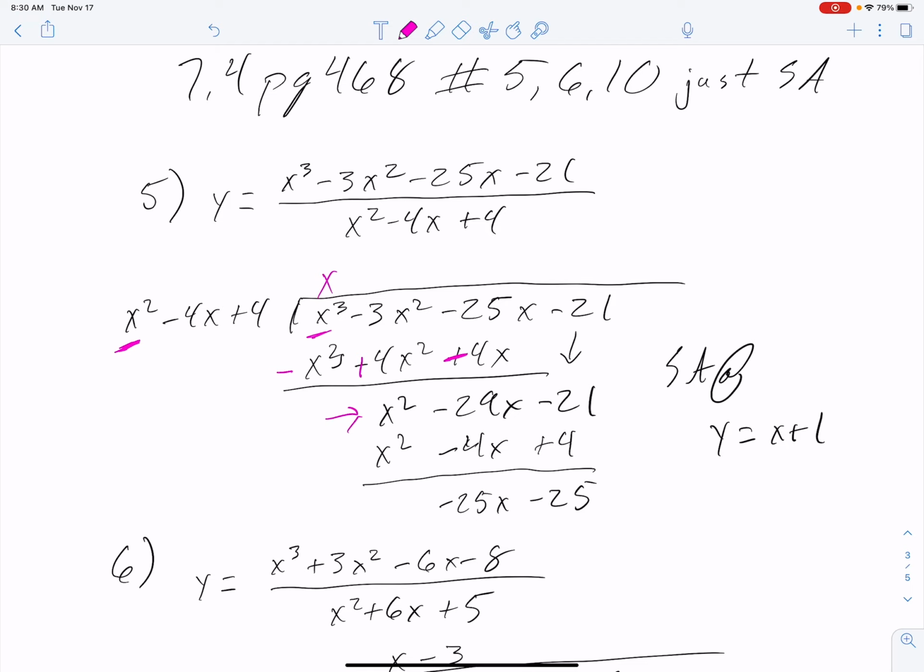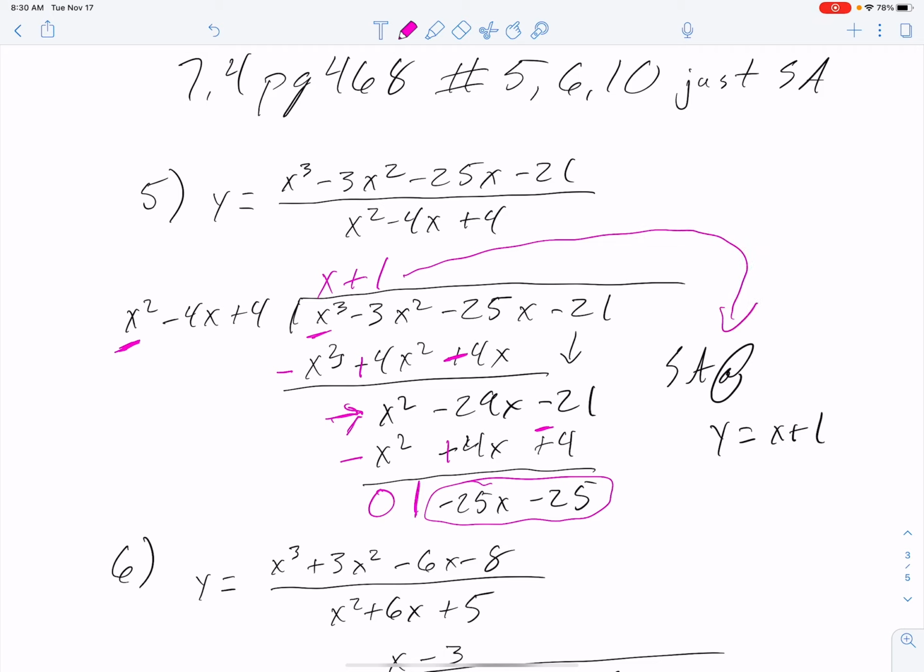So I ask myself, what times x squared is going to get me x squared? Well, a positive 1 is. So I distribute positive 1 to x squared minus 4x plus 4. I change all my signs. And honestly, as long as this first term zeroes out, what's left over is my remainder. These values just don't really even matter to me. So I know that I have a slant asymptote at y equals x plus 1. Don't forget to include the y.